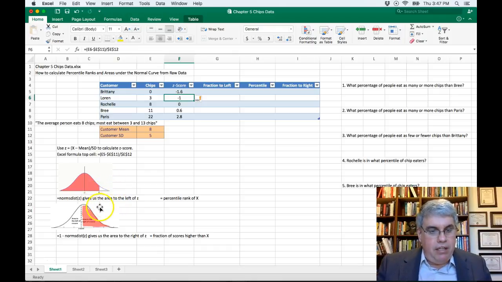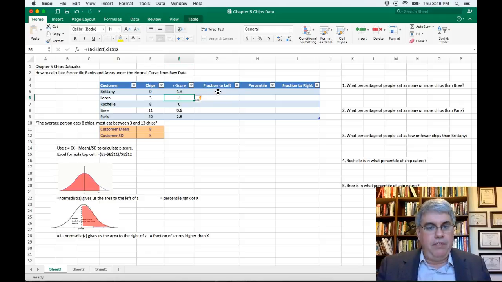Now to calculate the percentage of the normal curve to the left of a score, we're going to use the Excel function equals NORM.S.DIST, and then we put z in parentheses. This is the normal standardized distribution function. And that will give us a fraction to the left for all of our z-scores, which will also be the same as the percentile rank of X.